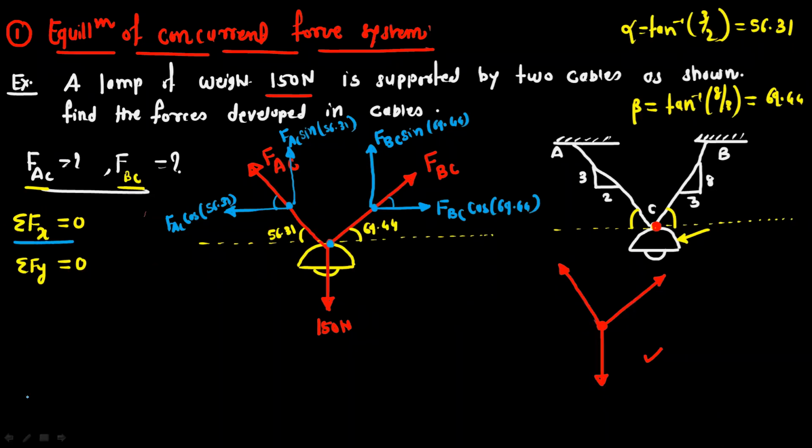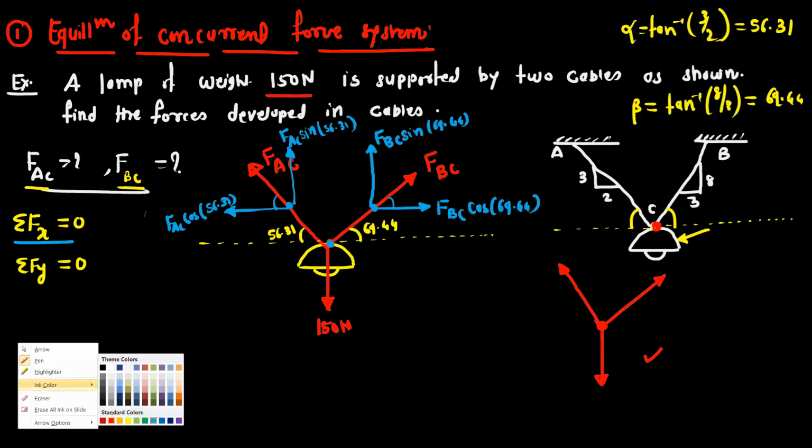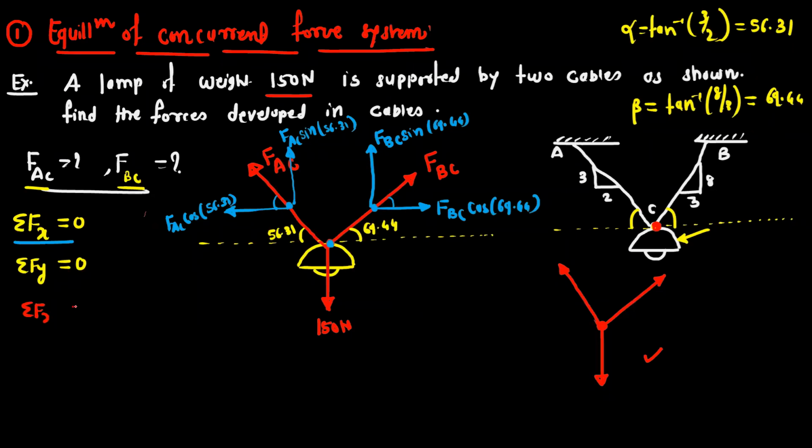Now use this equation, summation Fx equal to 0. So summation Fx is equal to 0. Consider FBC cos 69, which is in the positive x direction. Second is FAC cos 56.31, which is in the negative x direction. So minus FAC cos 56.31. Only two forces in the x direction. So this is equal to 0.